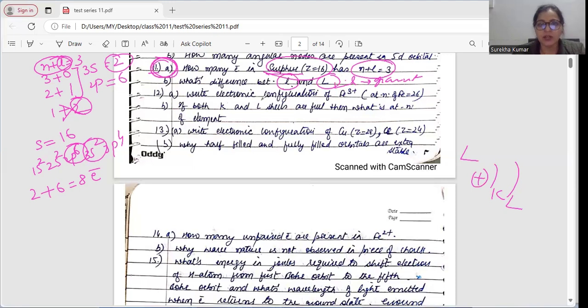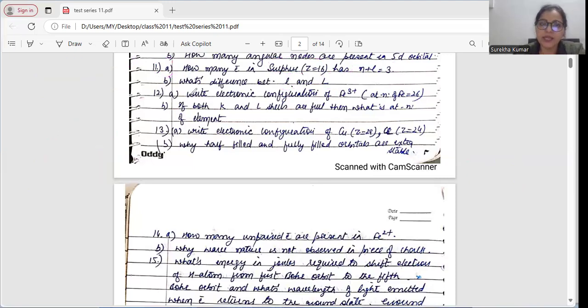Write the electronic configuration of Fe3+. Next question is 12th A. The atomic number of iron is 26. First of all, you have to write down the complete configuration of 26. How? 1s2, 2s2, 2p6, 3s2, 3p6, 4s2, 3d6. It is the configuration of iron.